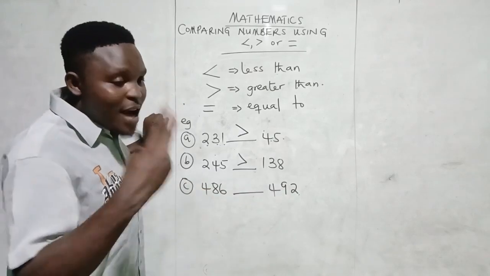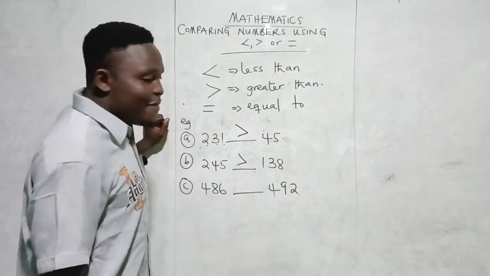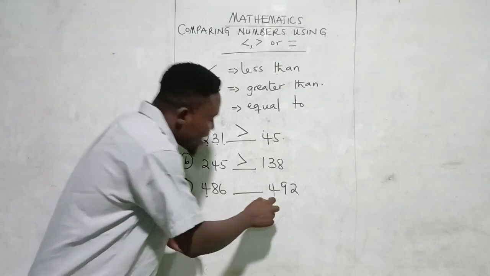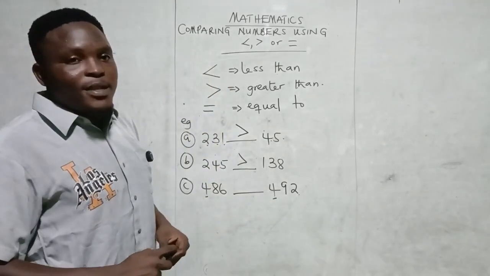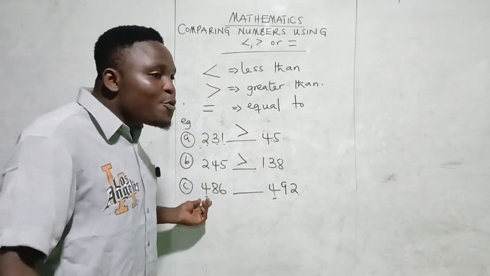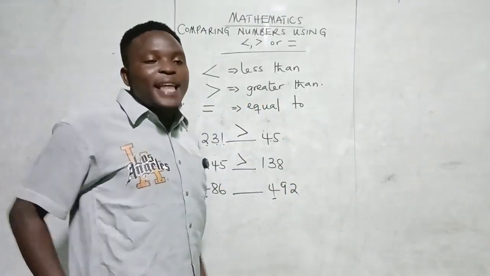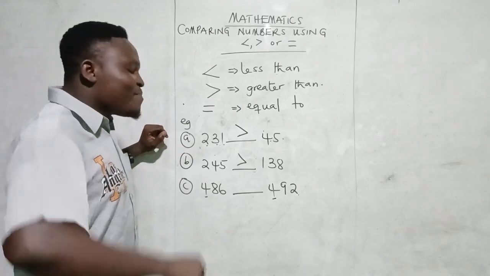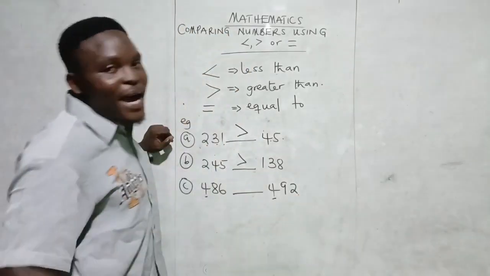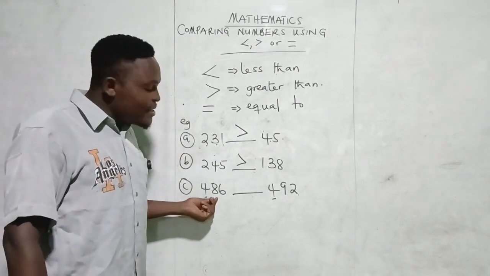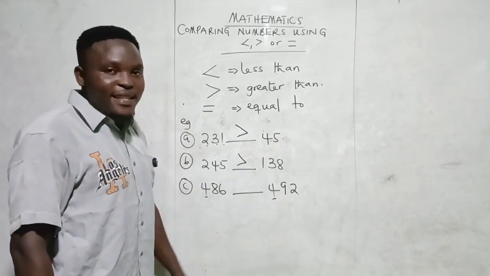So what do we do? Our second rule says that we should compare their first digits. Over here, my first digit is 4. Over here, my first digit is 4. So that means that my first rule will not work. My second rule will not work. So I have to jump to my third rule, which states that I can now compare my second digits. So my second digit here is 8. My second digit here is 9.